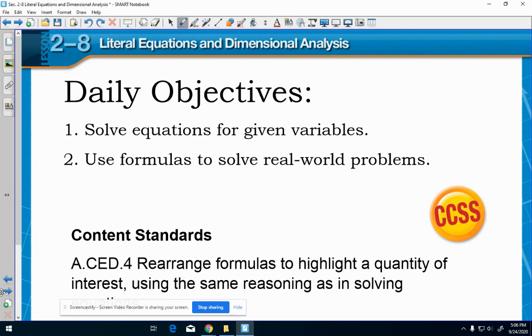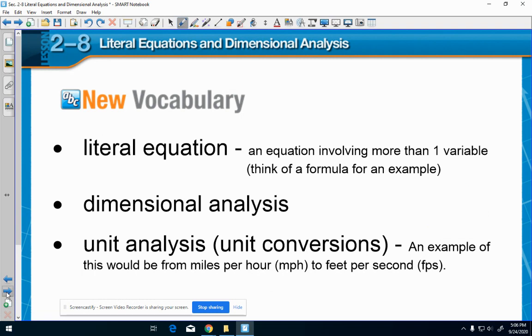And then secondly, we're going to use those to help us in real world situations. So words we could come across today, a literal equation. Okay, so there's a definition for you. Anything that involves more than one variable. And I said, think about a formula. All formulas are going to have multiple variables inside of them.